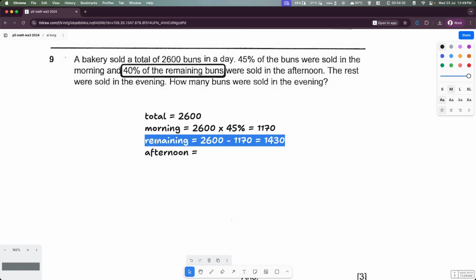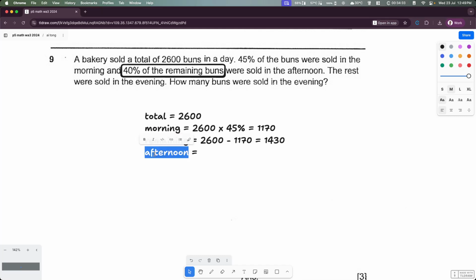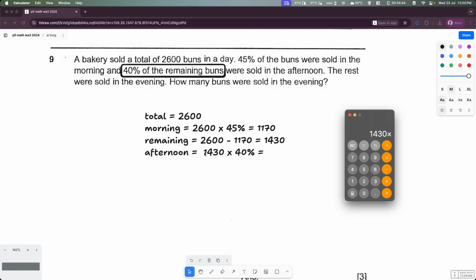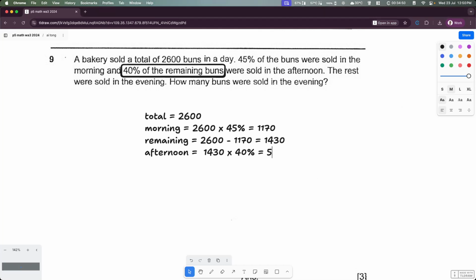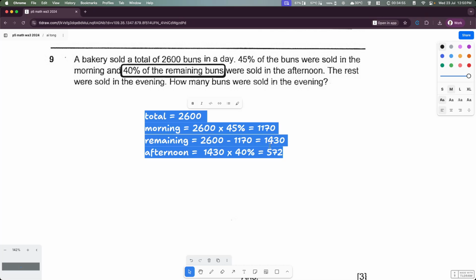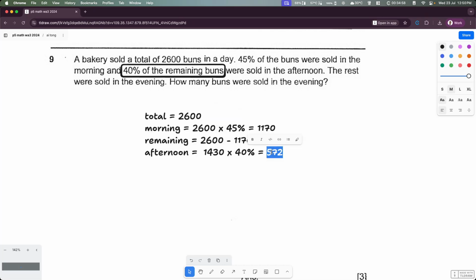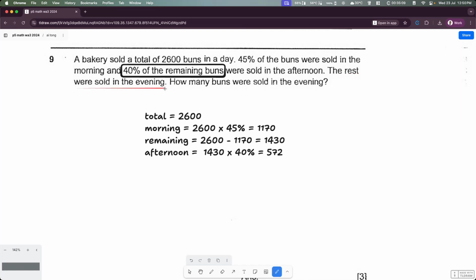Okay, so now we know the remaining from the morning. Then now we just need to times, right? So 1,430 times 40%. Okay, and this gives us 572. All right. So how many were sold in the evening? So we know that in the afternoon we sold 40%. Then the evening is the rest, right? So you see here, the rest was sold in the evening.